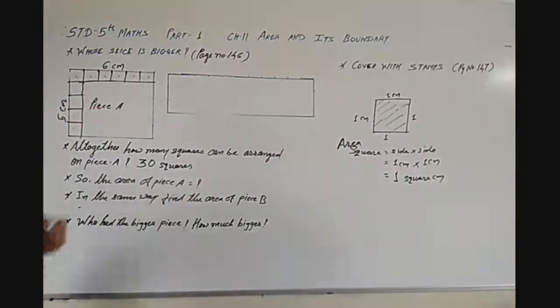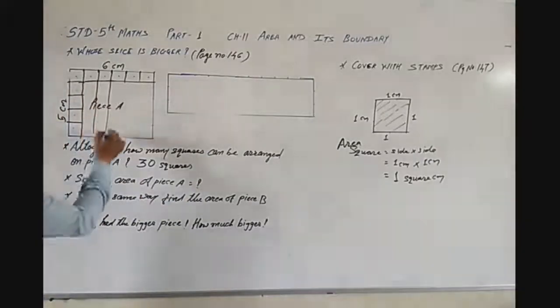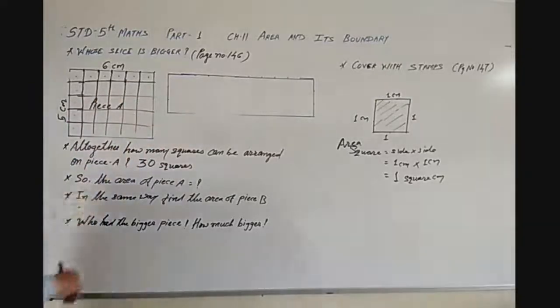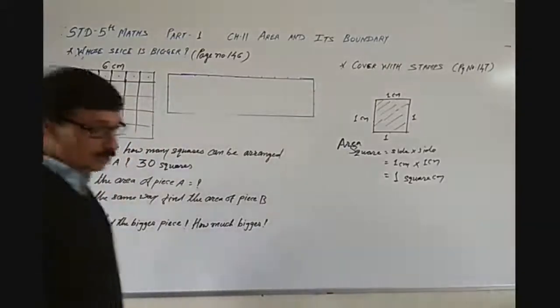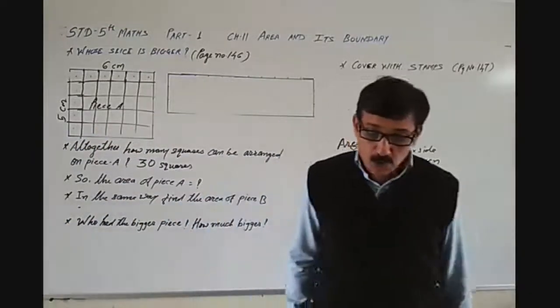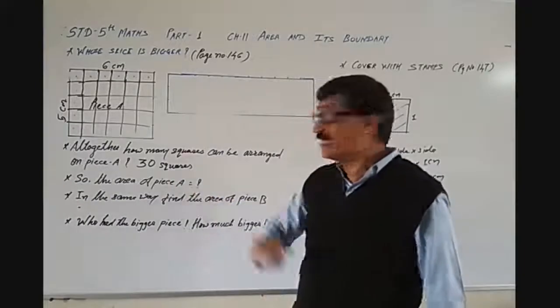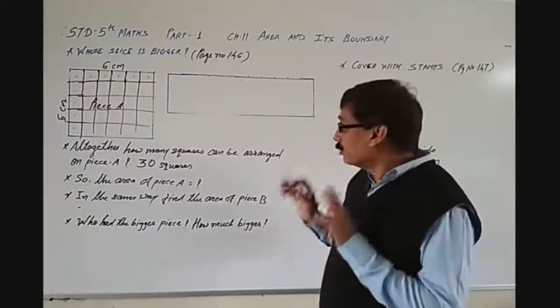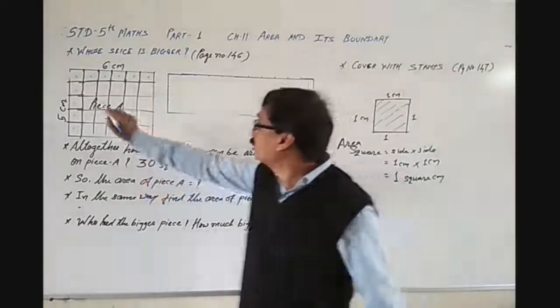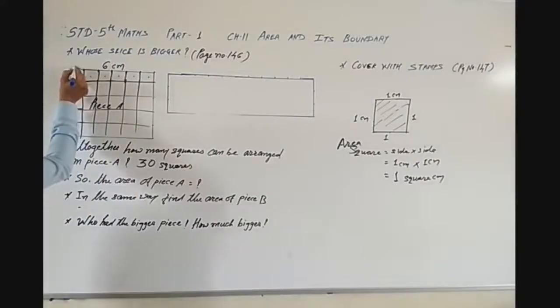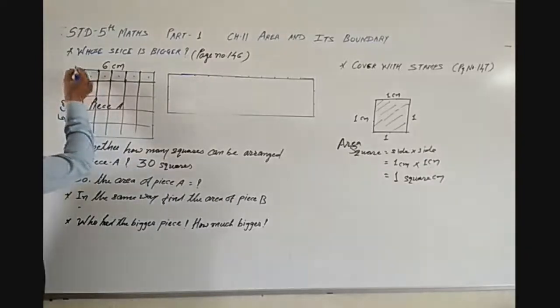Total 30 squares of 1 centimeter side can be arranged on this one, isn't it? Total 30 pieces. Okay. Now, the area of piece A. You can see all these 30 squares have a side of 1 centimeter each. This is 1 centimeter, this is 1 centimeter. In this square, the sides are 1 centimeter each.